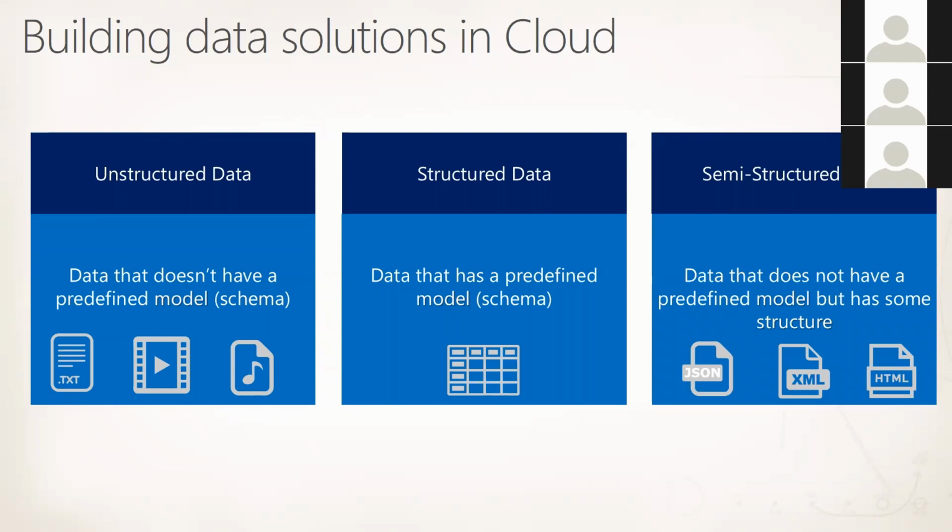The next one is semi-structured data, where the data elements can have some sort of predefined model. I mean, it doesn't have the schema, but it has some structure. Let's take a JSON file or XML. Those files have a predefined structure, but there's no fixed schema. We will explain this as we progress with the presentation.